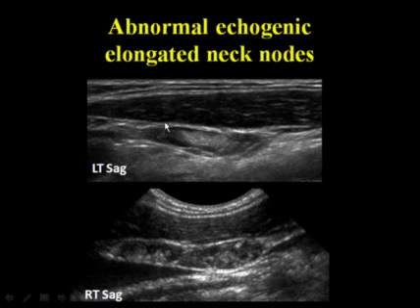Sometimes the nodes can retain their elongated shape but have abnormal echogenic components. So this is a lot fatter and more lobulated than a typical fatty hilum, although sometimes older patients can have prominent fat in the hilum of their nodes. And these two nodes, again, they're elongated. They do have mass effect on the jugular vein and multiple echogenic foci, including probably microcalcification in this case.